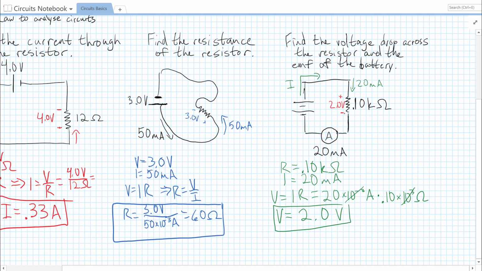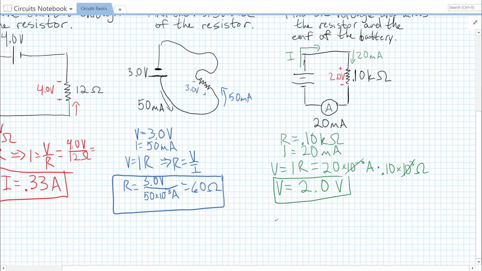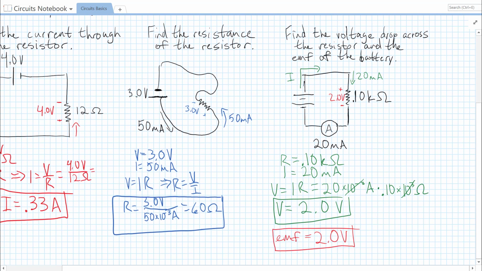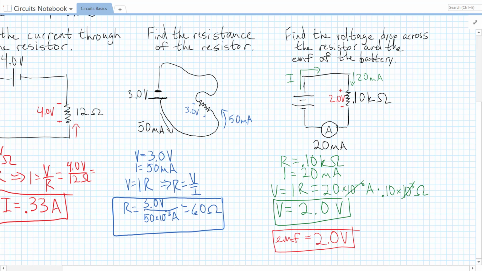It also asks us to find the EMF, but since we know that it's a 2-volt drop as we cross the whole circuit, it has to be a 2-volt EMF. So the EMF here is also just going to be 2.0 volts. And those are 3 problems solving Ohm's law for very simple circuits.